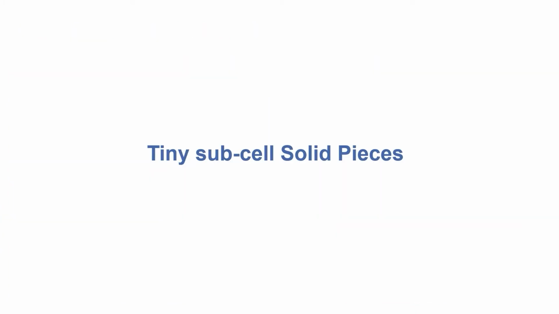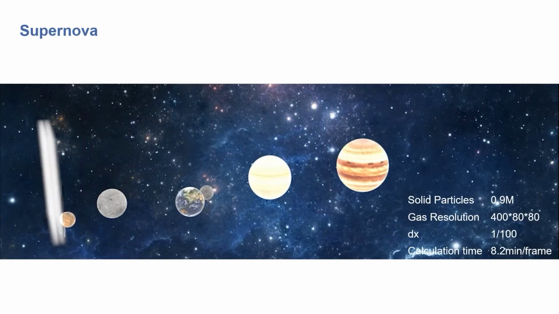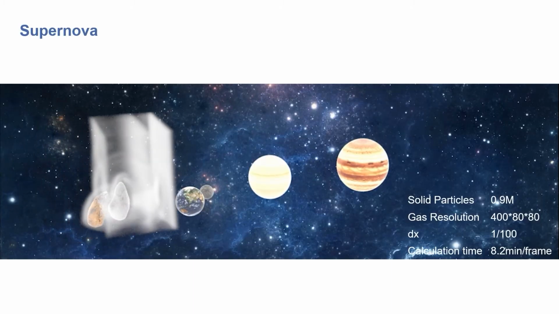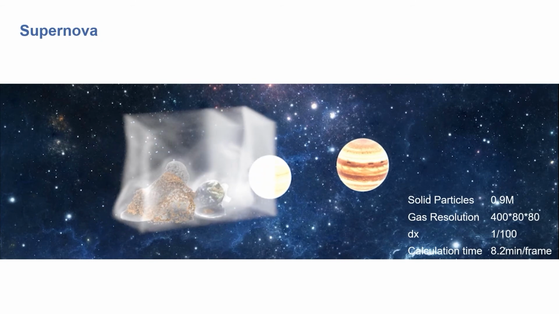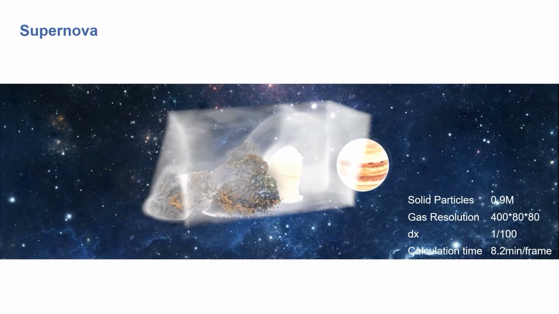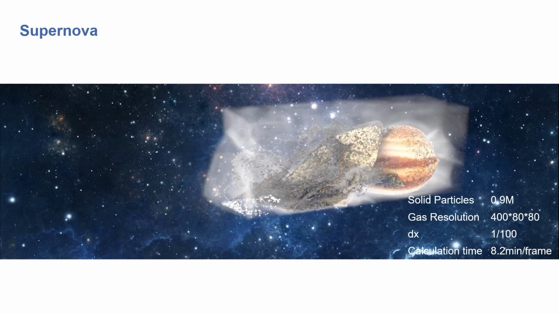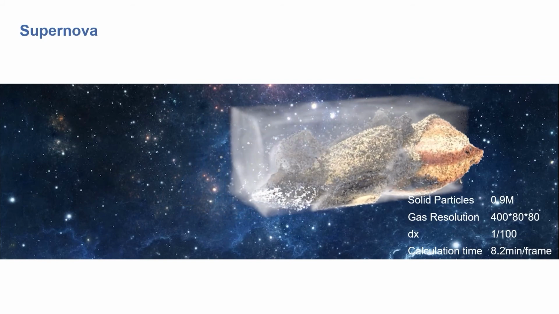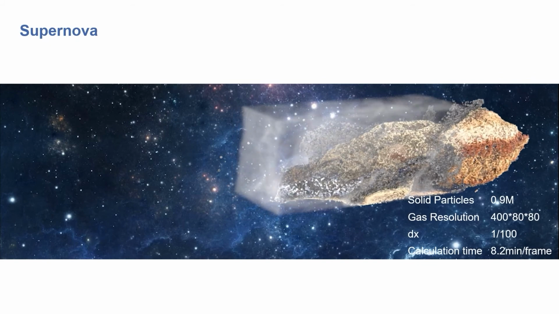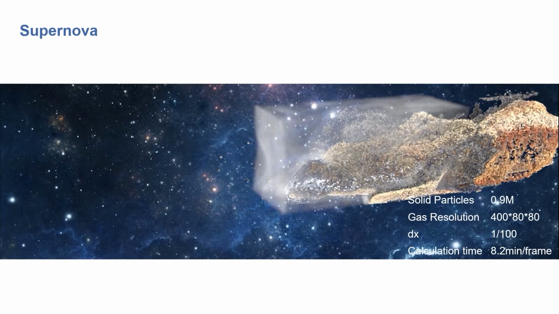Our mixed interface treatment also easily handles tiny subcell solid pieces. In the supernova case, there are 1 million particles and tens of thousands of fractures. Most of the tunnel will be blocked if we treat any cell with tiny pieces as pure solid. With the mixed interface treatment, our solver handles the case perfectly, and the shock can bypass cells with tiny solid pieces.